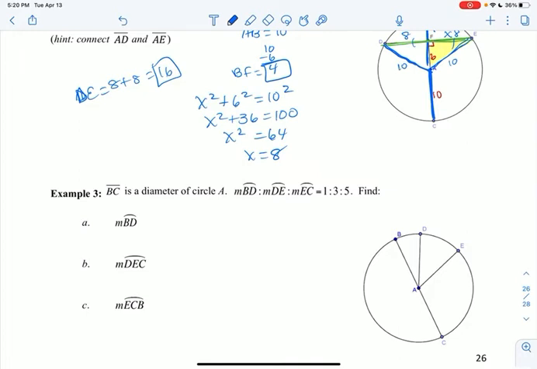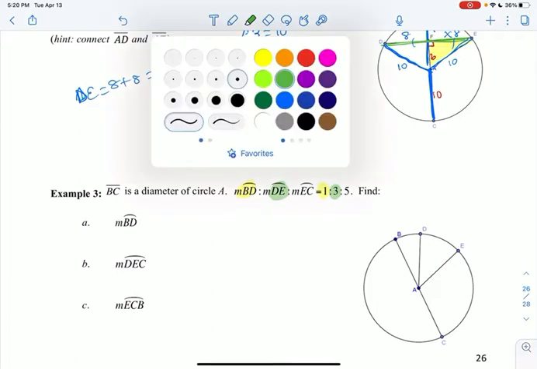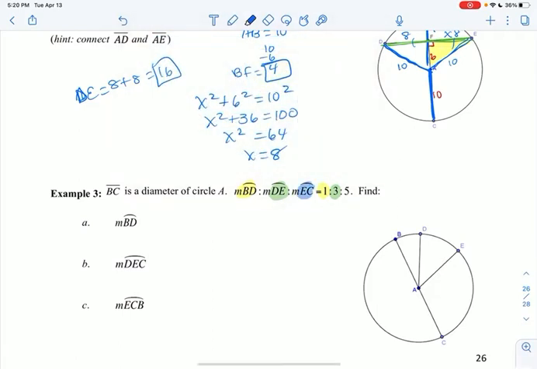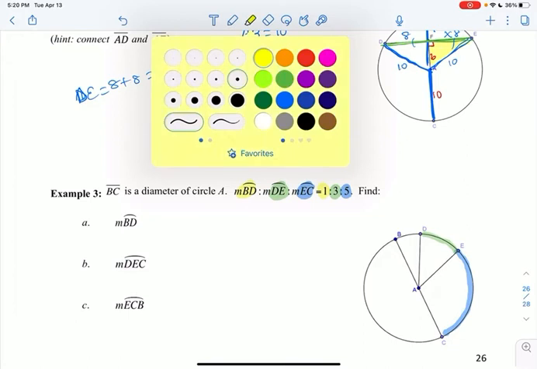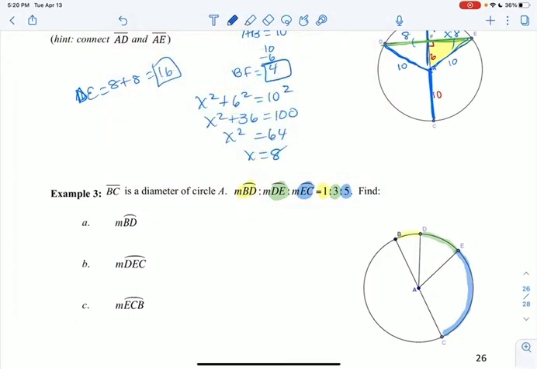So this is, the arcs are in the ratio. So arc BD is in the ratio of 1, arc DE is 3, and arc EC is 5. And I should have colored these the same as I was going along. So DE, and the first one was BD. If they're in the ratio 1 to 3 to 5, it's very simple. All you're going to do is call them 1x, 3x, and 5x. And look, they form a half circle. So 1x plus 3x plus 5x equals 180.